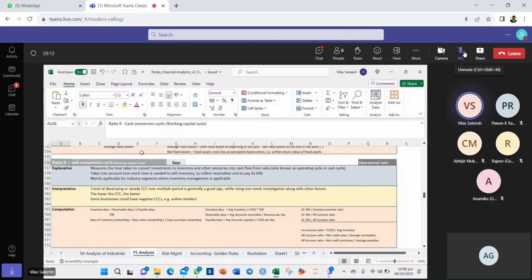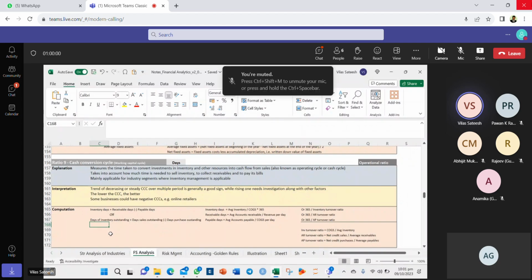Basically, it is the time taken to convert the investments in inventory and other resources into cash flow from sales. This is mainly applicable in industries where you have heavy inventory. So how do you calculate this? It's a combination of your inventory days plus your receivable days minus your payable days. That is, days inventory outstanding plus days sales outstanding minus days purchase outstanding.